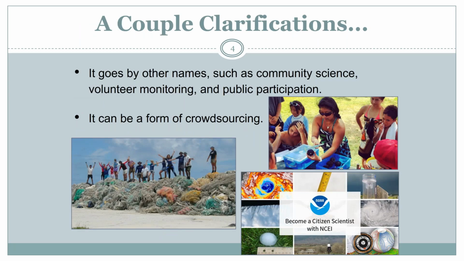And a couple clarifications. We're going with the term citizen science today. The same type of work is known by other names, including here within NOAA. Increasingly, you'll hear it called community science. It's traditionally been called volunteer monitoring, as well as public participation in scientific research. And it can be a form of what's known as crowdsourcing, which is going out to the crowd to help you solve a problem, often through online means.